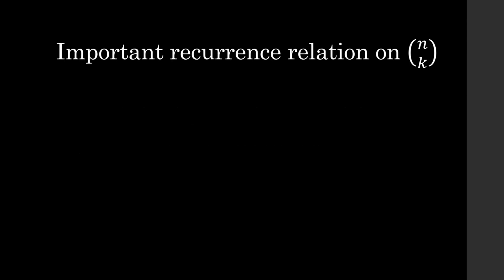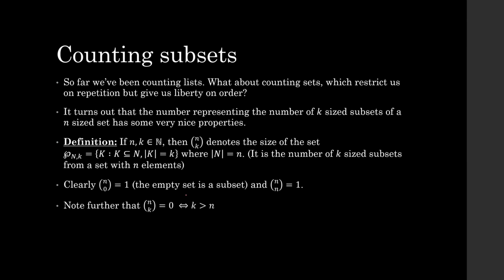And I could also further extend the definition, because here I said n and k belong to natural numbers. I guess if you wanted to, you could say if k is smaller than 0, so instead we let k be an integer, then this is also equal to 0.